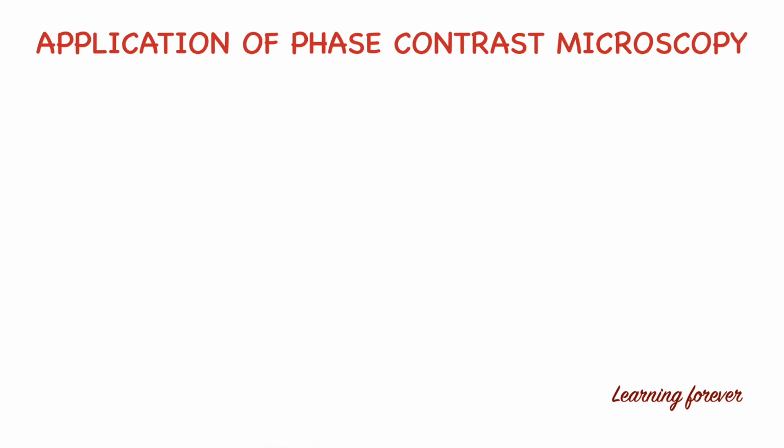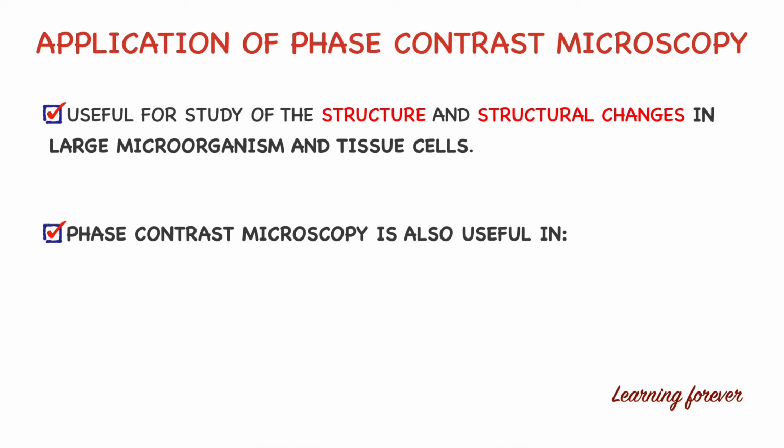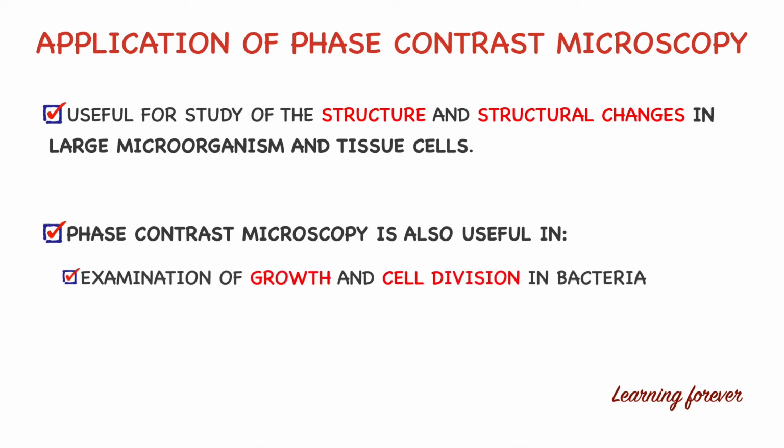Let's see the application of phase contrast microscopy. It is useful for study of structure and structural changes in large microorganisms and tissue cells. Phase contrast microscopy is also useful in examination of the growth and cell division in bacteria. So you can monitor how cell division occurs, because in bright field microscopy you need to use the stain, and in the process of staining the bacteria will die. So you cannot observe the live growth of the bacteria by using bright field microscopy.